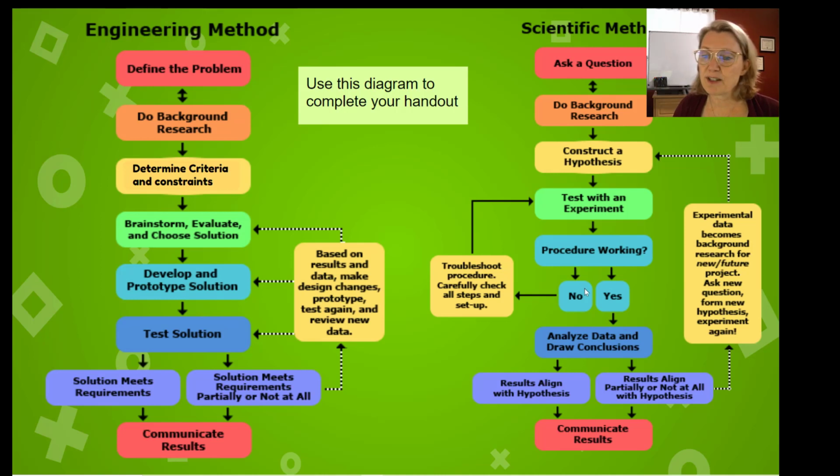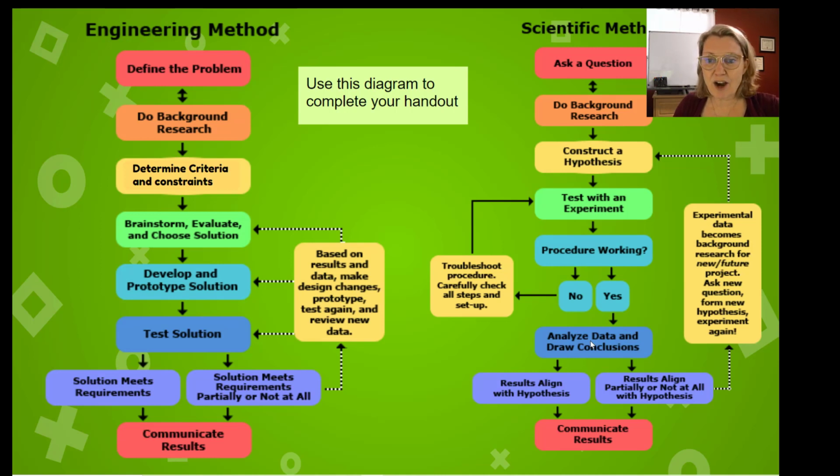You have to also decide, is your experiment actually working? Is it testing what you want it to do? Either it is, or if it's not working, then you have to troubleshoot. Maybe you have to go back and redesign your experiment. If it is working and you're getting some good results, then you have to analyze the data. You take a look at all the numbers and the observations that you make.